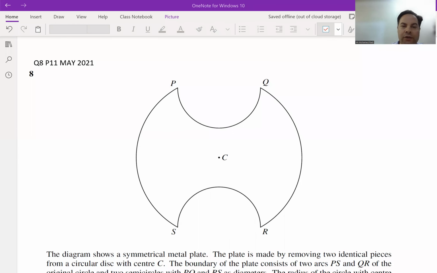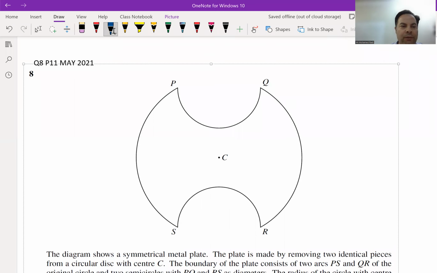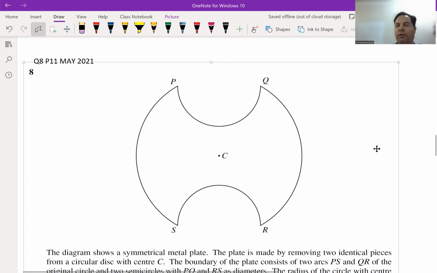Hello guys, in this tutorial I'm going to solve question number 8, paper 11, May/June 2021. This question relates to the circular measure topic. You have to know how to convert from degrees to radians and from radians to degrees.